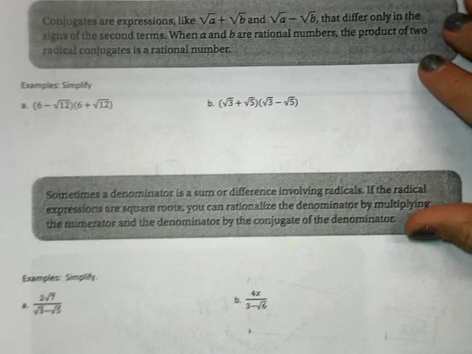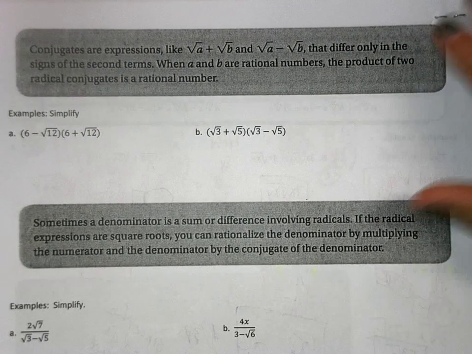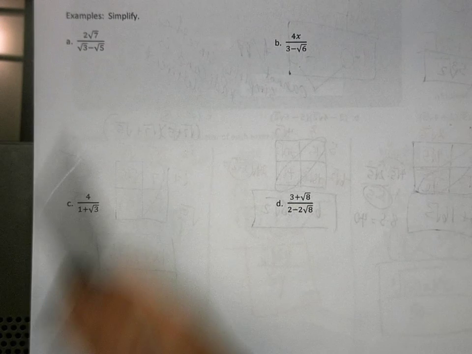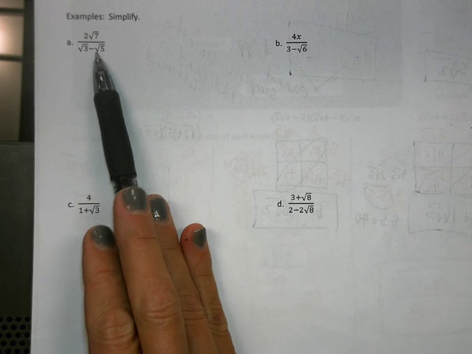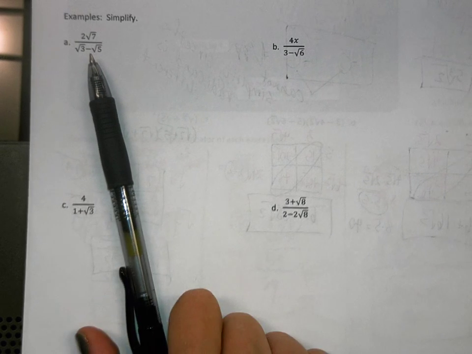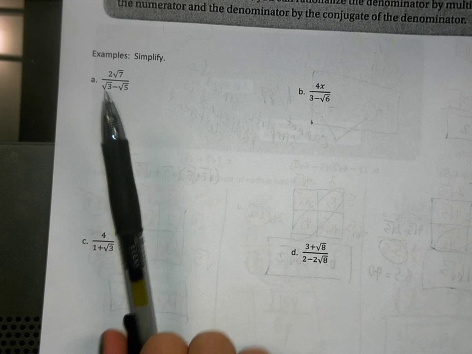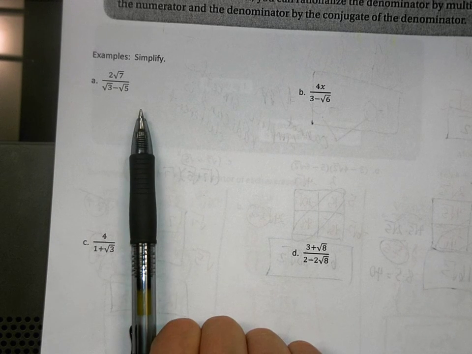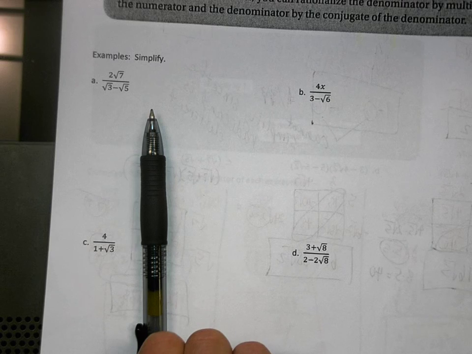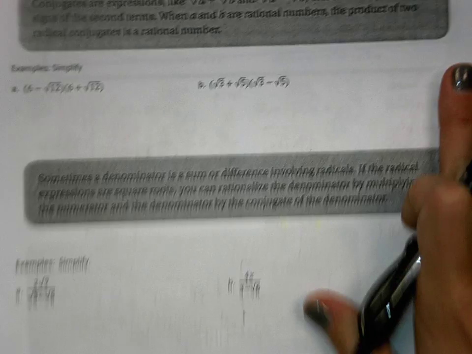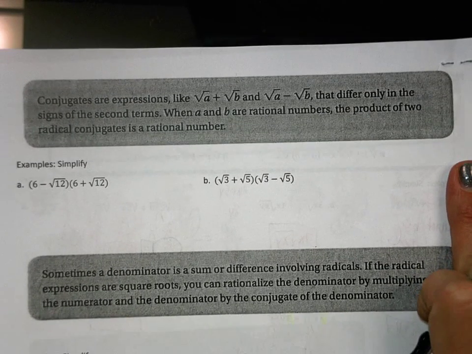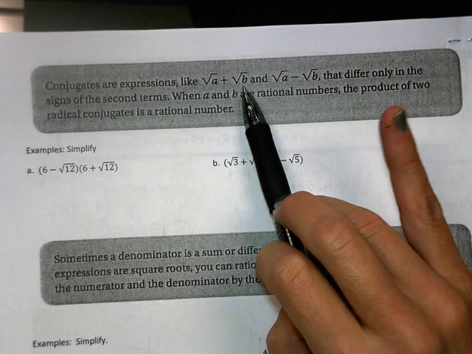Okay, so previously, when we were rationalizing the denominator, if you look at previous examples, there wasn't any adding or subtracting on the bottom, but now there is. Whenever you have adding or subtracting in the denominator with roots, you have to rationalize the denominator by multiplying by the conjugate. So the conjugate, if we come up here, are expressions like root A plus root B and root A minus root B.